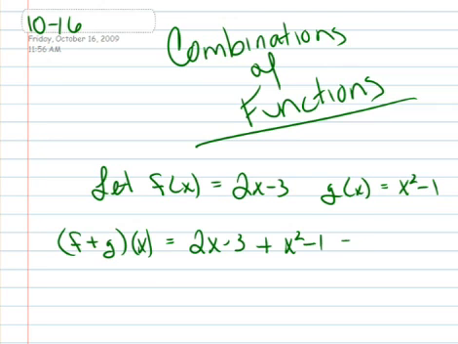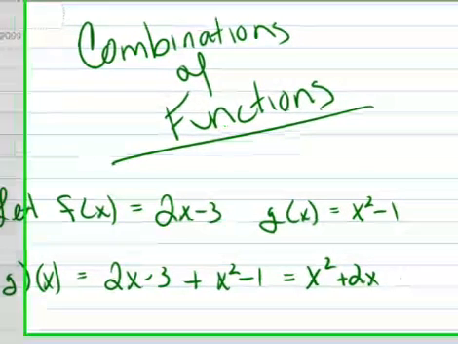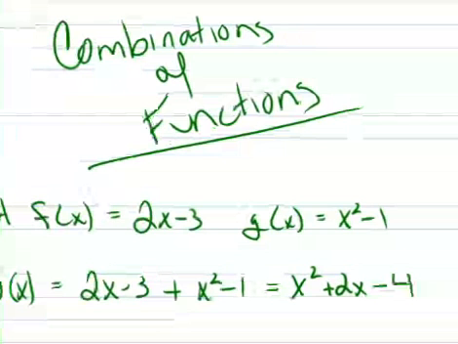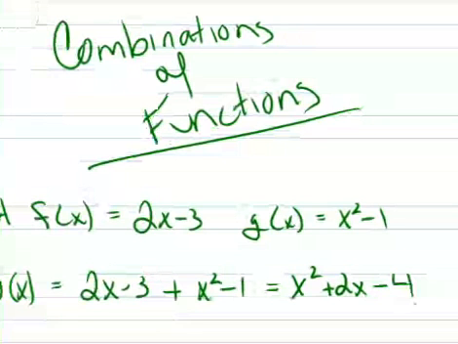What a horrible way to leave an answer. It's not even in standard form. So let's put it in standard form. x squared plus 2x, negative 3, negative 1, that would give me a negative 4. It's almost too easy, right?